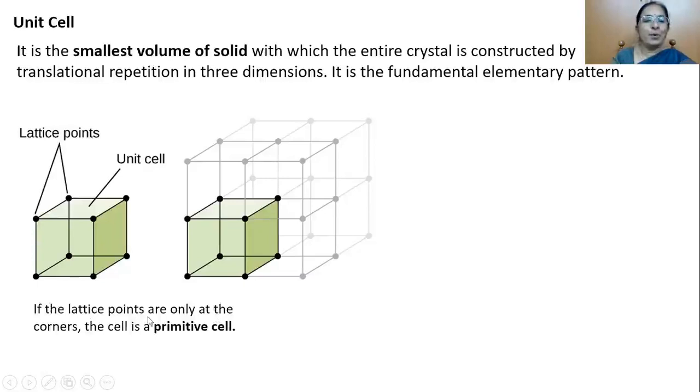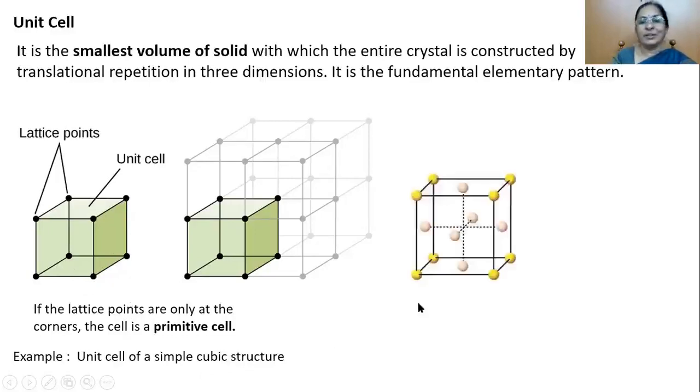If the lattice points are only at the corners, the unit cell is called a primitive cell. You can see the lattice points only at the corners. Then this unit cell is called a primitive cell. So this unit cell is a small part of a simple cubic structure.